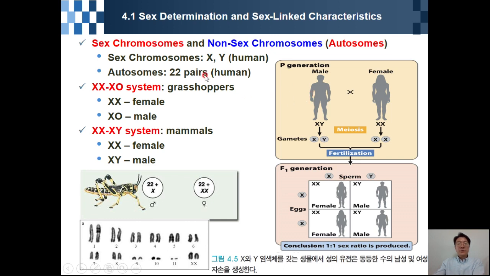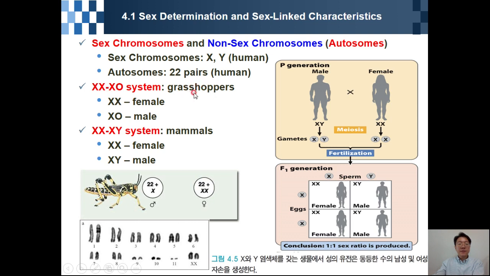Okay, so now we will learn about another sex determination type. One is the XO system. Usually we can see this system in the grasshopper.